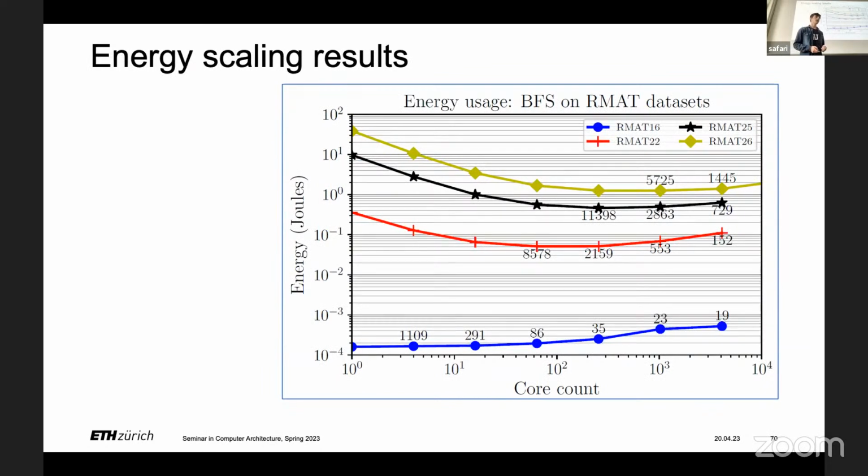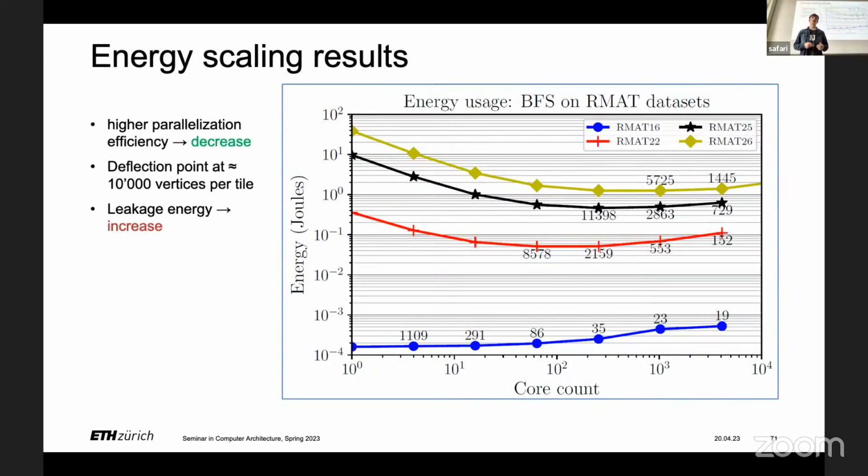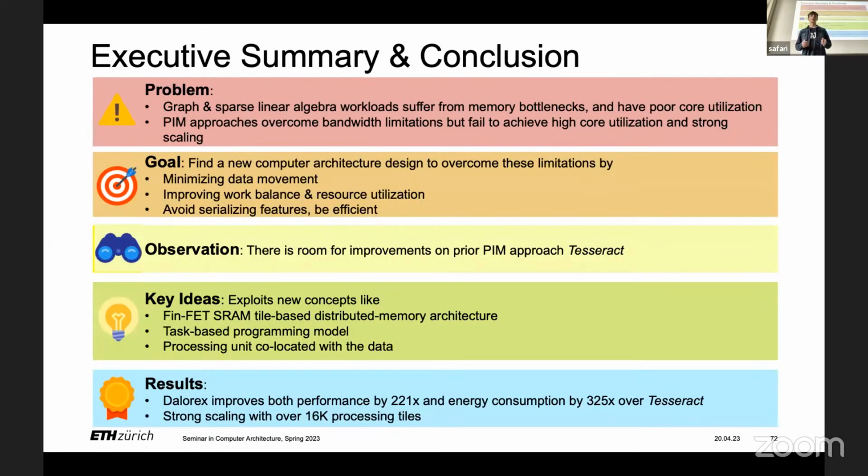These are the energy scaling results. As you can see, with higher parallelization efficiency, we are going to decrease the energy consumption. Then we meet an inflection point at circa 10,000 vertices per tile. And then at the end, because of leakage energy, we're going to increase the energy consumption. So at the end, the conclusions are that Dalorex does improve both performance by 221 and energy consumption by 325 over the Tesseract work, and does achieve very strong scaling with over 16,000 processing tiles.